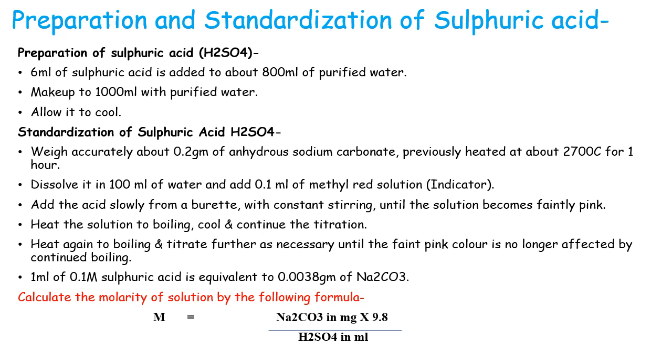Next is standardization of sulfuric acid solution. Weigh accurately about 0.2 gram of anhydrous sodium carbonate, which should be previously heated at about 270 degrees centigrade for at least 1 hour. Then dissolve it in 100 ml of water and add 0.1 ml of methyl red solution, which is an indicator.